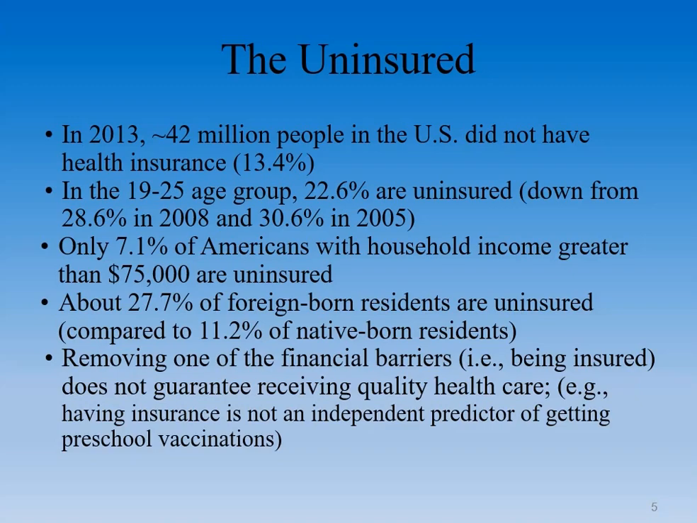Removing one of the financial barriers, being insured does not guarantee receiving quality of health care. Having insurance is not an independent predictor of getting preschool vaccinations. So although you may be insured, it doesn't guarantee receiving quality health care. That's one of the arguments against Obamacare. It insures people, but it doesn't guarantee receiving quality health care.